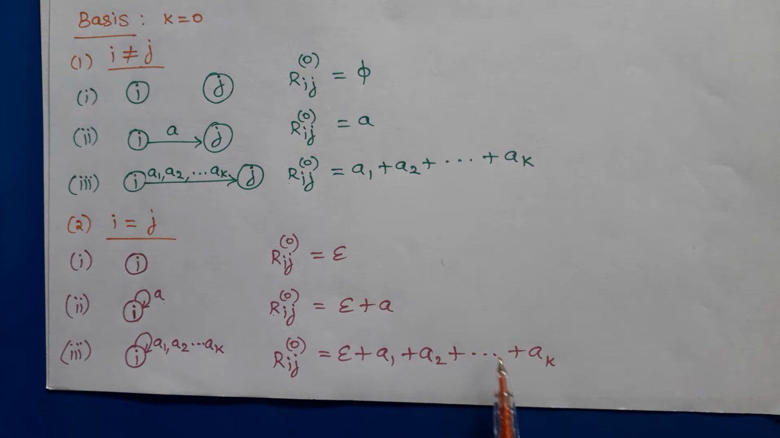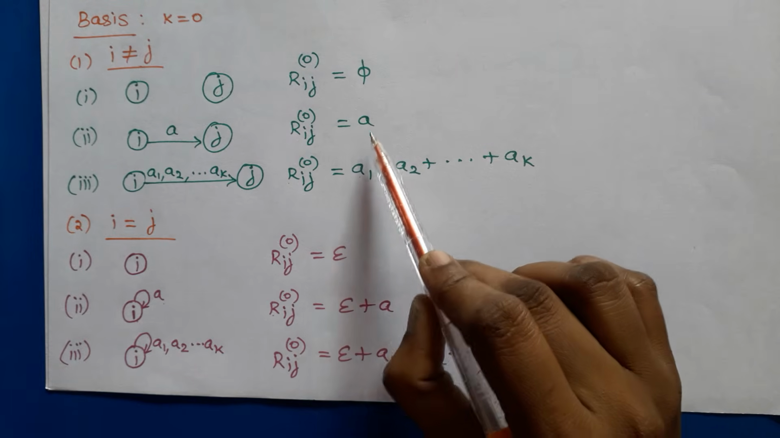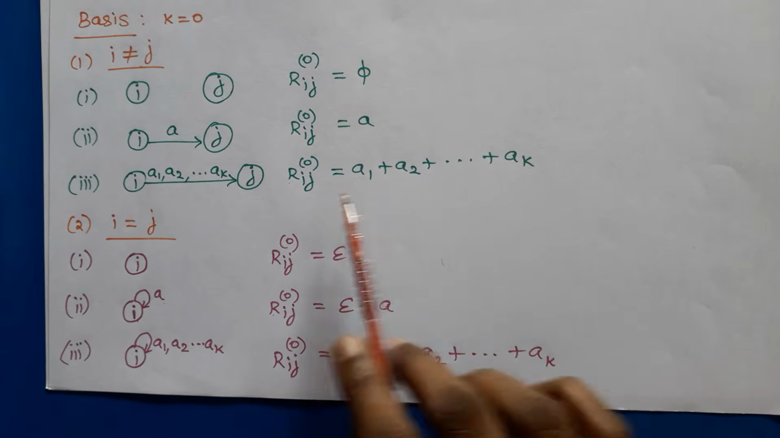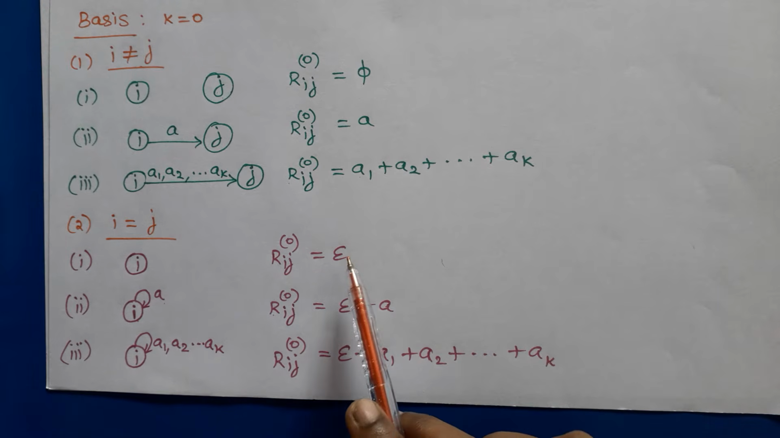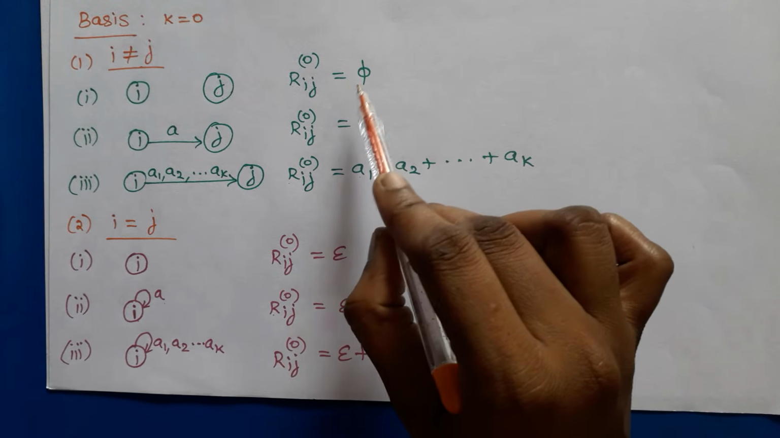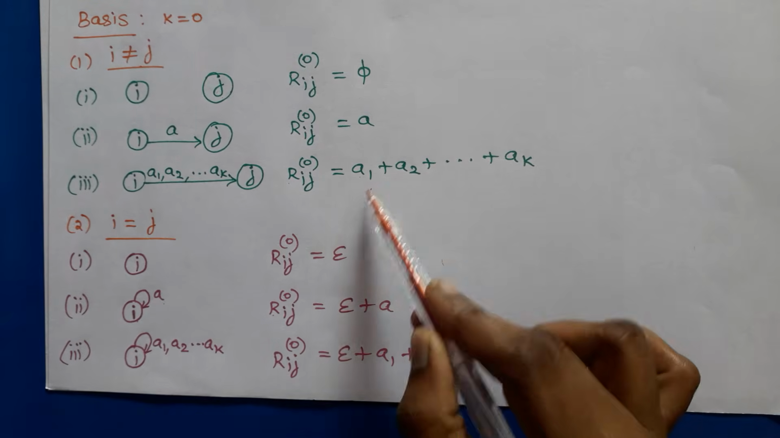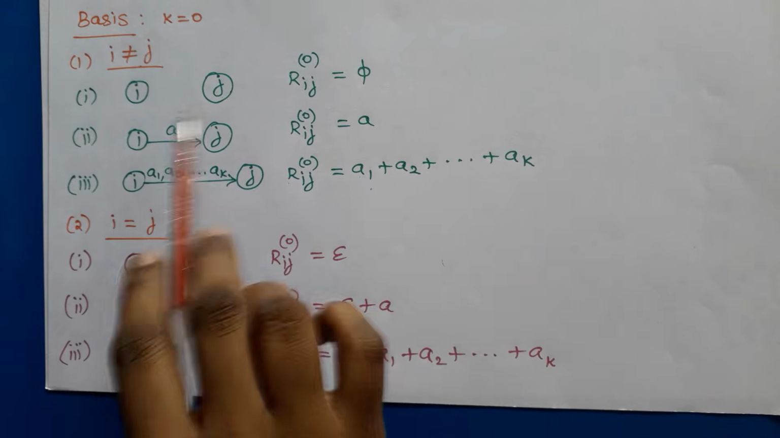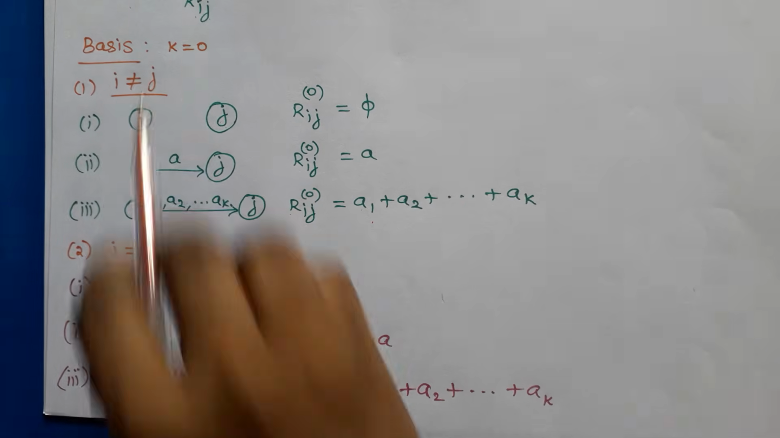Plus means union operation. So in the i not equal to j case, no transition means φ, a single transition means that symbol alone, and k transitions means the union of all those symbols. In the i equal to j case, we just add epsilon to all these regular expressions. So epsilon plus φ is epsilon, then epsilon plus a, epsilon plus a1 plus up to plus ak. So these are the 6 formulas for the basis condition. Then we are going to discuss the inductive step.